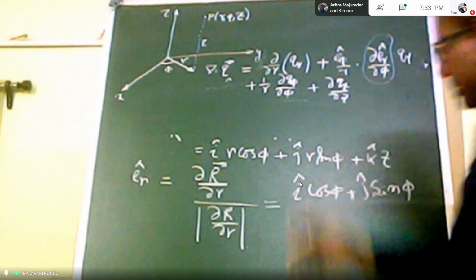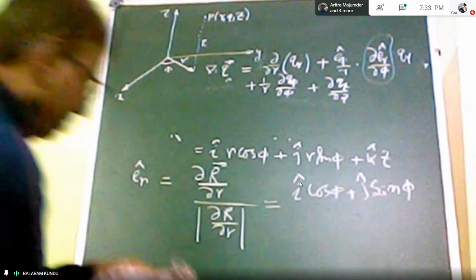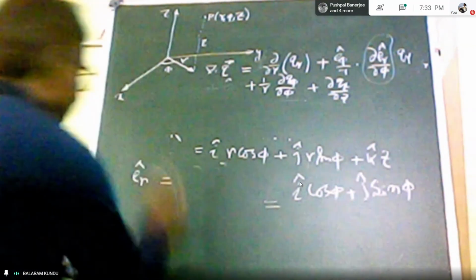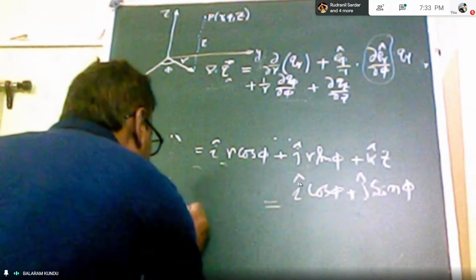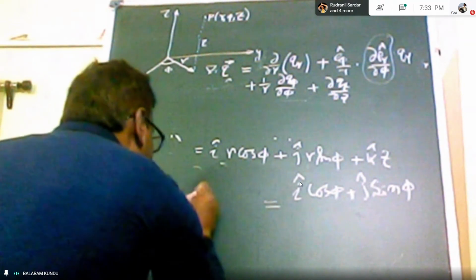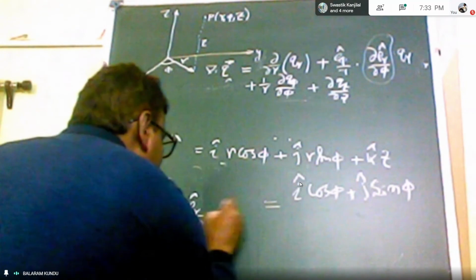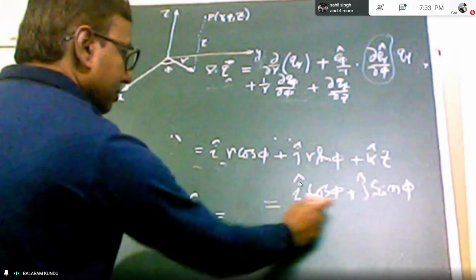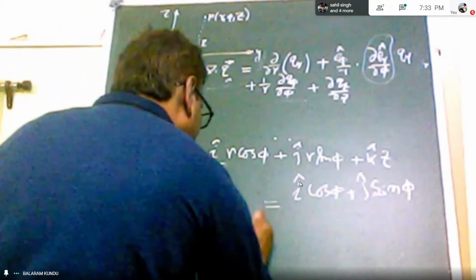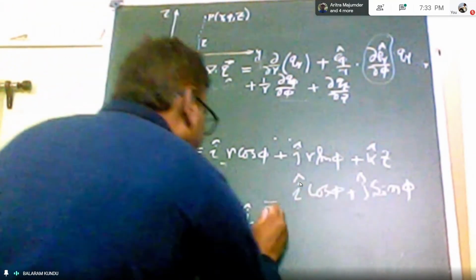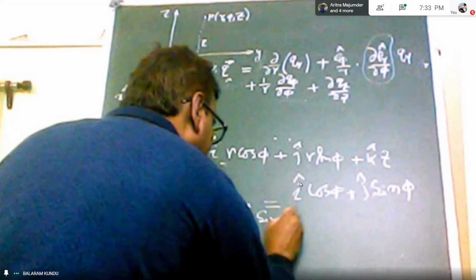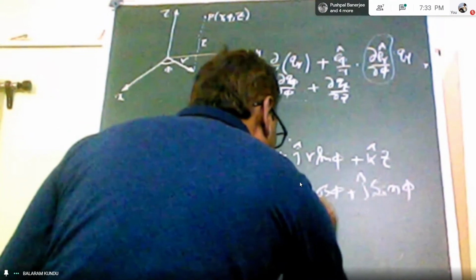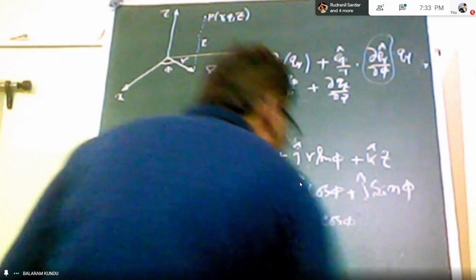Now if we differentiate your expression, to differentiate e_r with respect to phi, your expression is this. So del e_r by del phi should be equal to, differentiating with respect to phi, minus i into sin phi plus j into cos phi. So this is your expression.